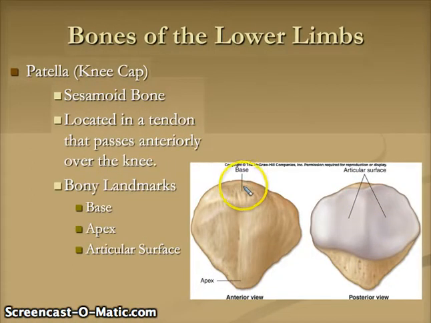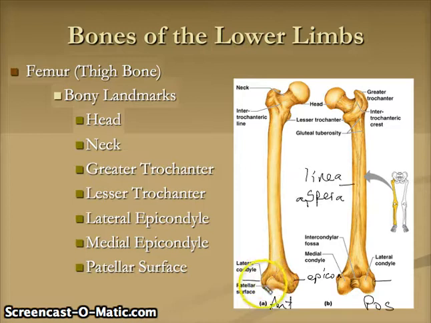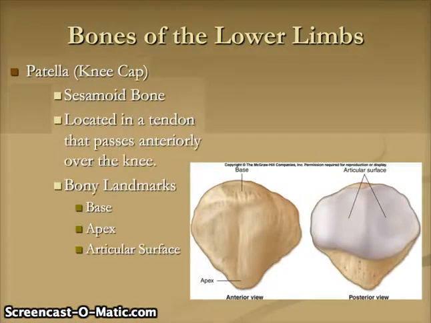So again, we have the apex, the base. Okay, the apex is the point. Okay, and you can see how this is going to articulate on the surface here of the femur. Okay, so it's the sesamoid bone. Remember, that's just a type of short bone.